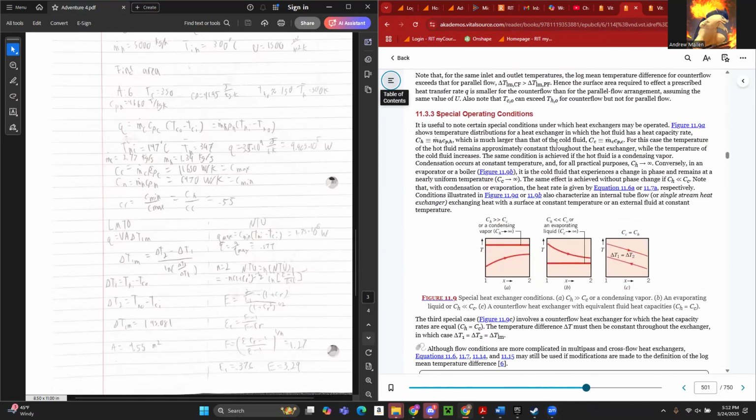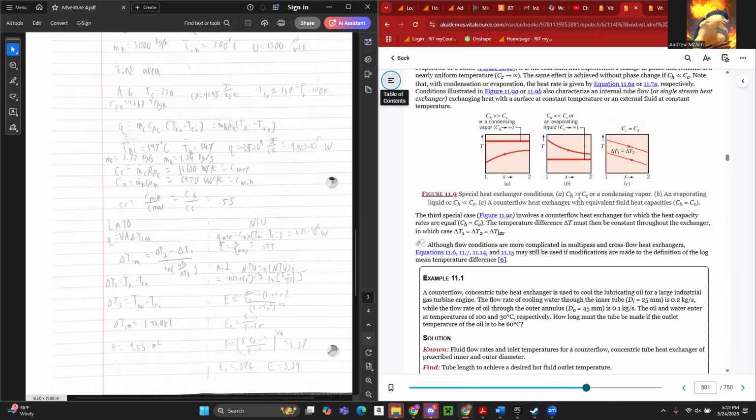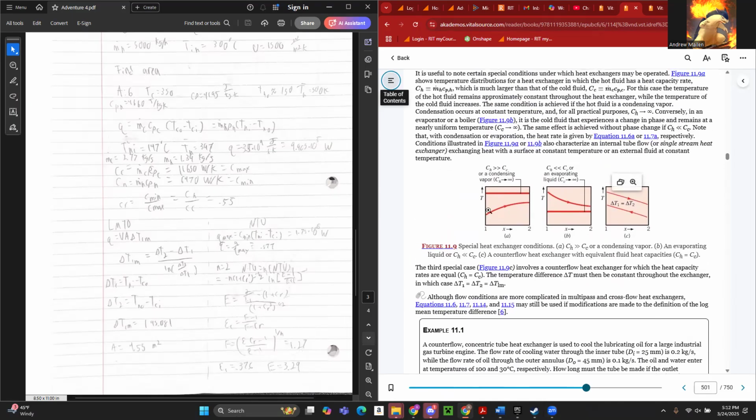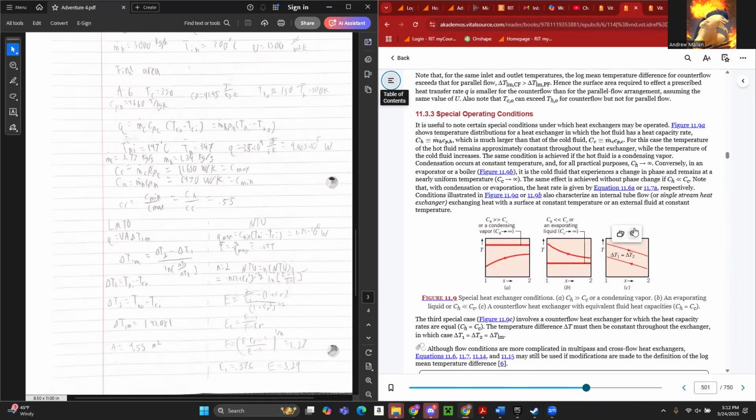Yeah, special operation conditions. Talks about what we see here. However, neither of these graphs used for conditions really properly talk about or mention exactly what's happening in this heat exchanger. This one, delta T1, delta T2 is equal. In these ones, you have converging temperatures.